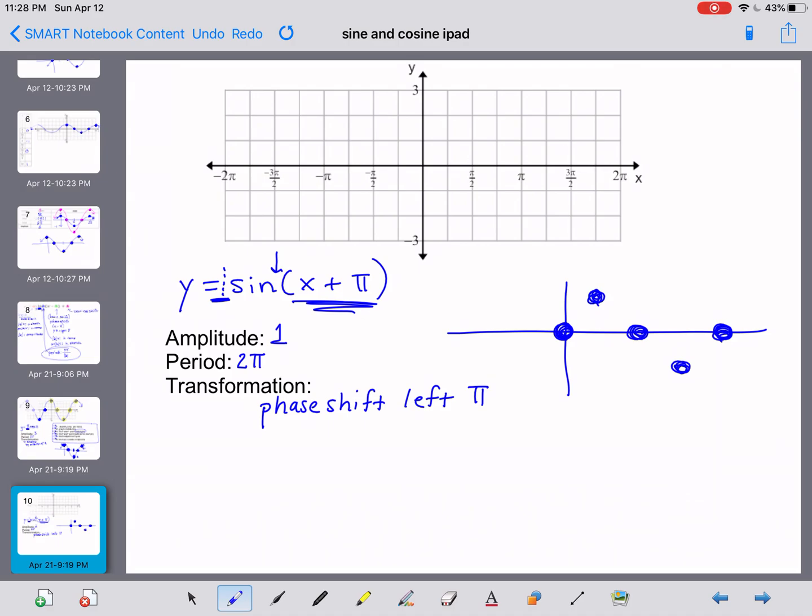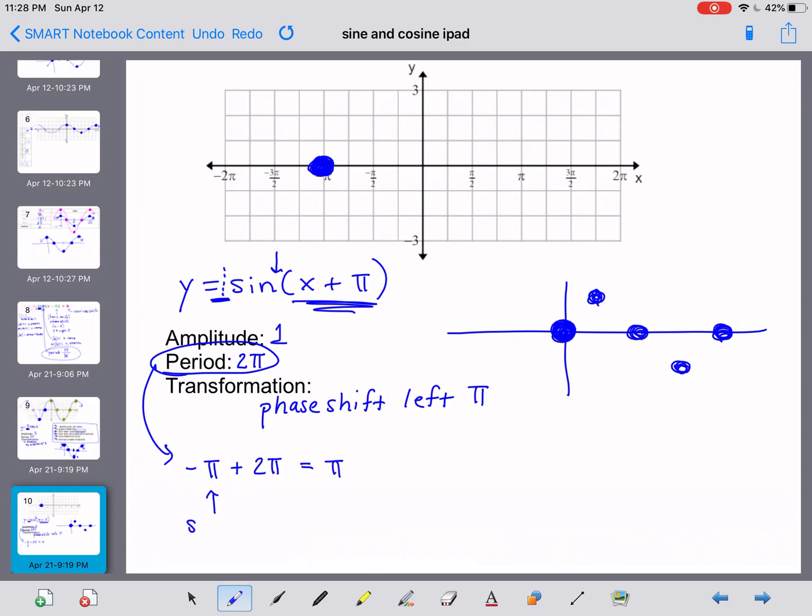So our start point, there was no phase shift, no shift left, I'm sorry, yes there was. Phase shift left pi. So instead of starting at this 0, 0, I'm going to take that starting point and shift it left pi. So this is my first critical point, right? Now, where would it end? If the period is 2 pi, I need to go 2 pi from this starting point. So you might want to do like, you're starting at negative pi, add the period to it, and that will get you your ending point.